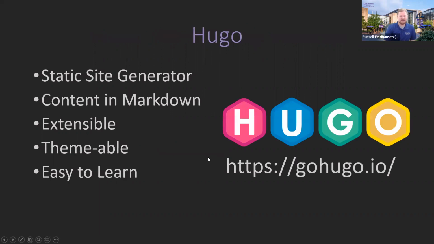So what we ended up stumbling upon is a tool called HUGO. HUGO is what they call a static site generator. The other big one that's out there is a tool called Jekyll.